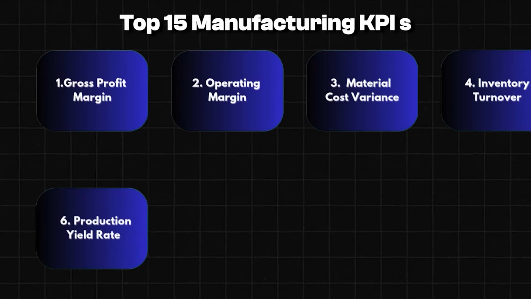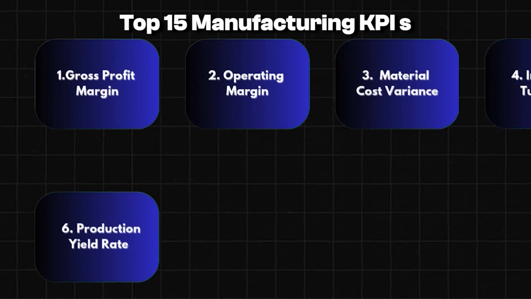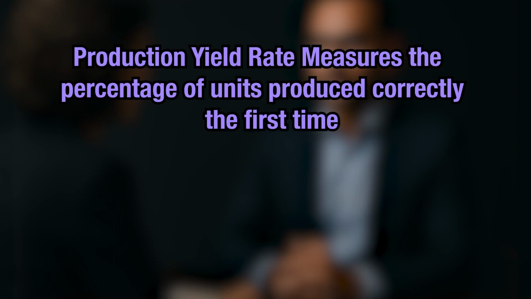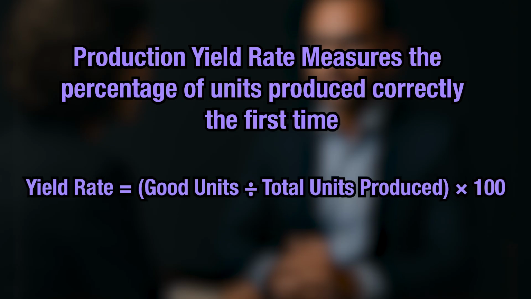Speaking of quality, our next KPI reveals how many good products you actually make. KPI number six is the production yield rate. Production yield rate measures the percentage of units produced correctly the first time. This is calculated as good number of units manufactured divided by the total units produced multiplied by 100. The higher the yield, the better your quality control and lower your rework cost. Now, next, let us zoom into the cost per output.